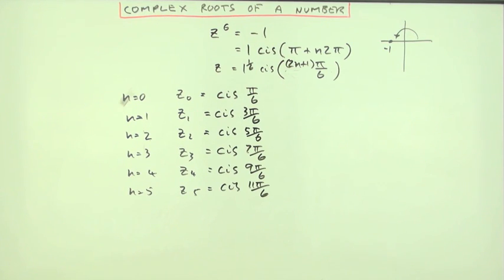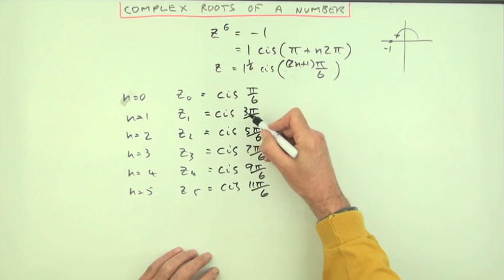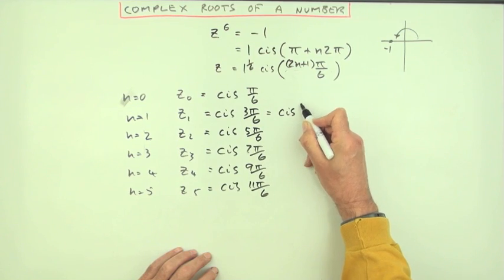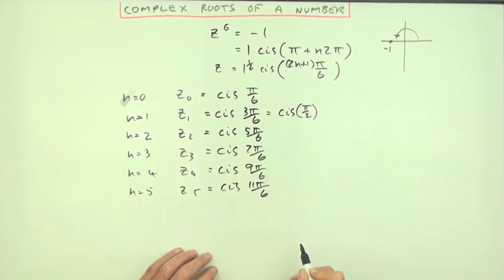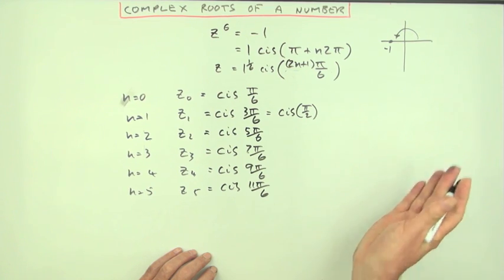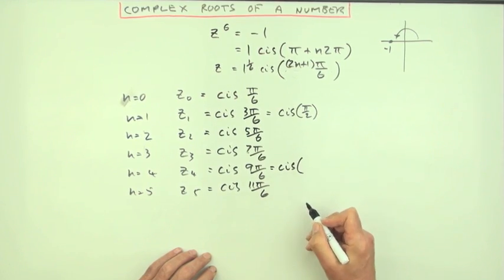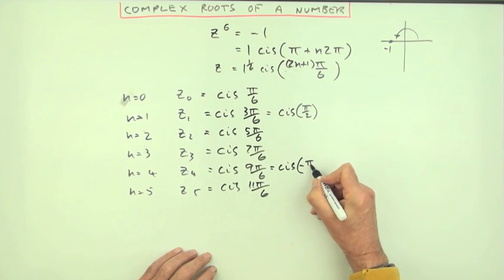Some of them can be simplified though. Let's just go through these. That's the same as pi upon 2. That equals cis pi upon 2. So that's the number i. And that's 3 pi upon 2, isn't it? Or if you like, negative pi upon 2.